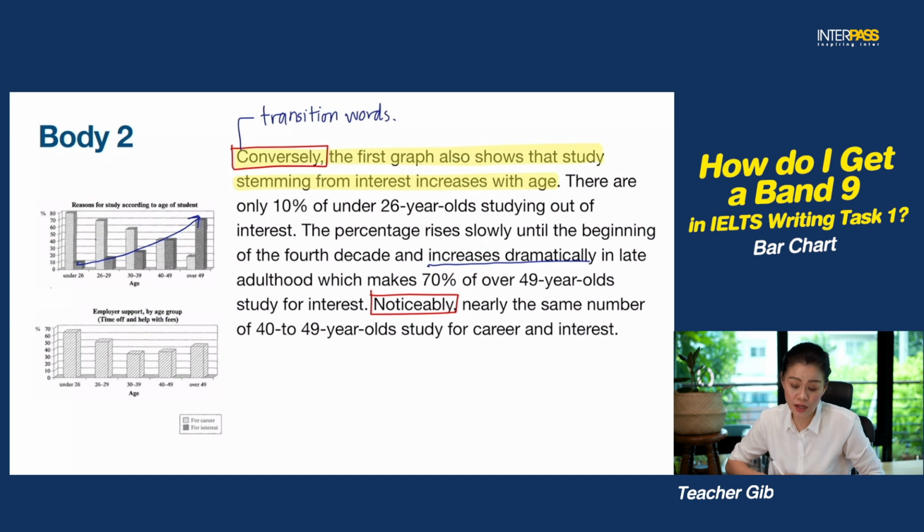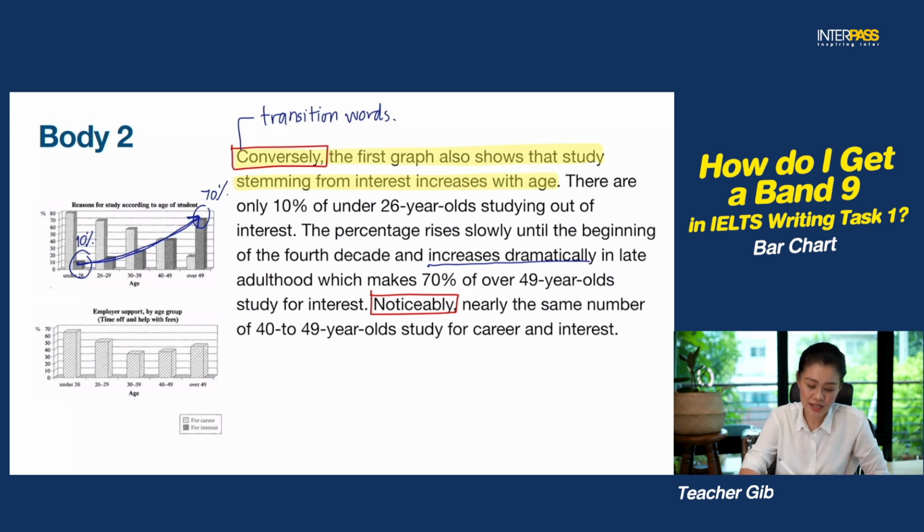Okay, the yellow highlight is the topic sentence, as we mentioned before. Conversely, the first graph also shows that studies stemming from interest increase with age. Okay, you can see, as I just drew the blue line here, it is increasing with age. Then the details follow. Only 10% of under 26-year-olds study out of interest. The percentage rises slowly until the beginning of the 4th decade and increases dramatically in late adulthood, reaching 70%.